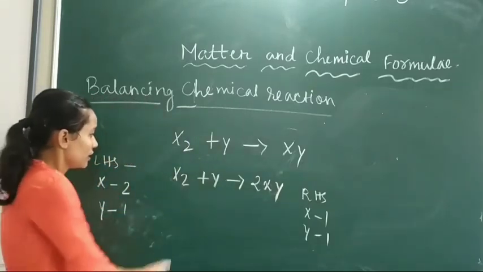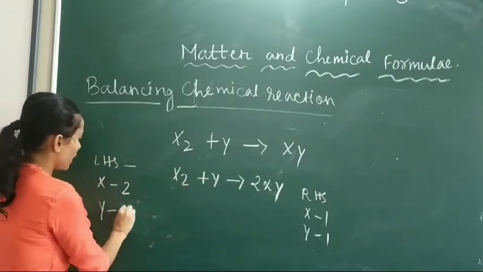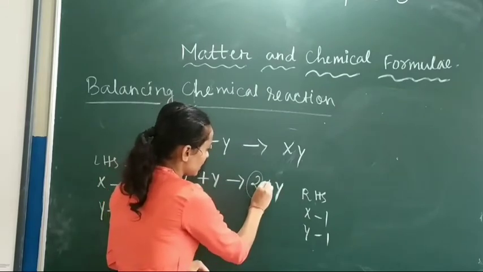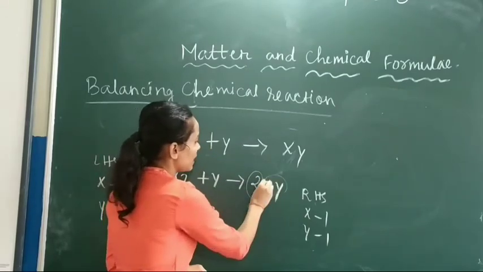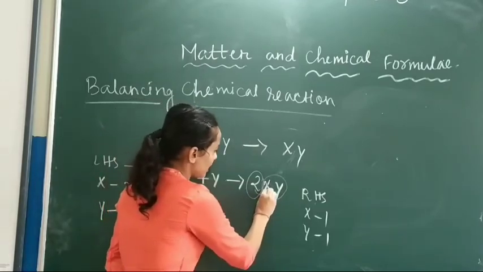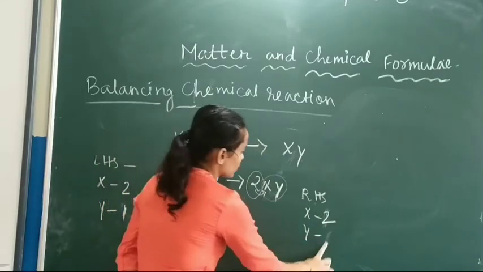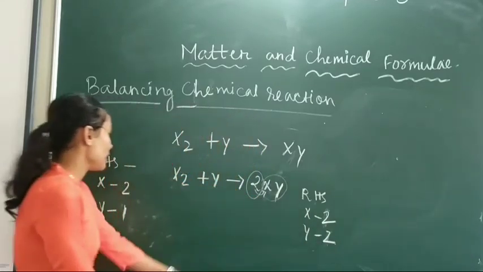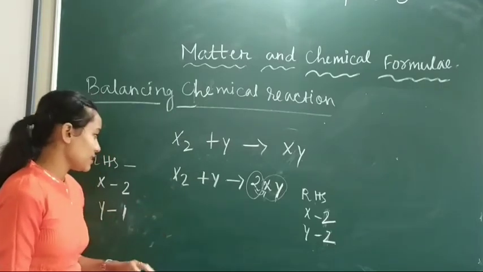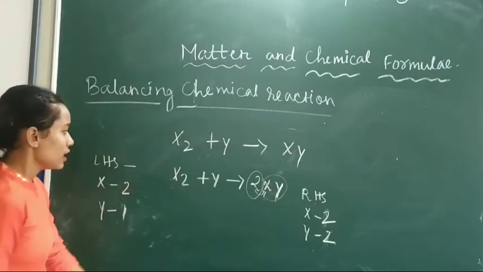So now you see what happened. Here the number of X becomes 2 and Y becomes 1. But in the right hand side, what happened? If the number is present here in front, it will multiply all the elements which are present at the back side. Okay. So 2 into X is equal to 2X. Is it not? And 2 into Y is equal to 2. Now you see whether the equation is balanced. No, the equation is still not balanced. Why? The number of Y is 2 here and the number of Y is 1 here. Is it not? So now what do we have to do?